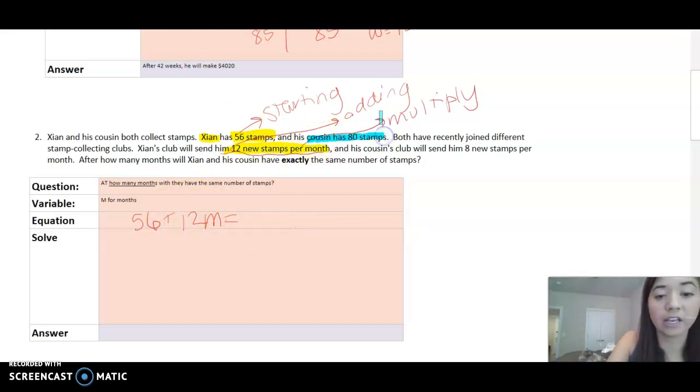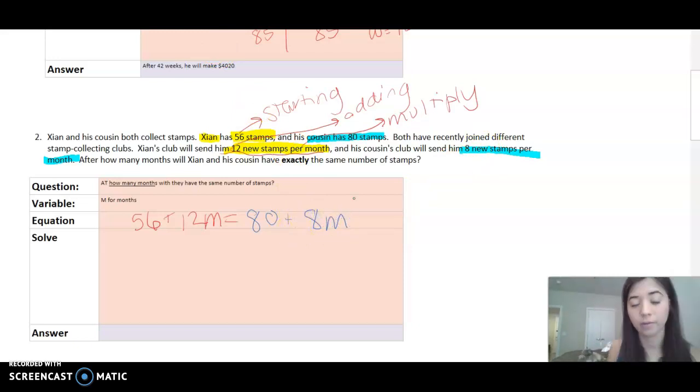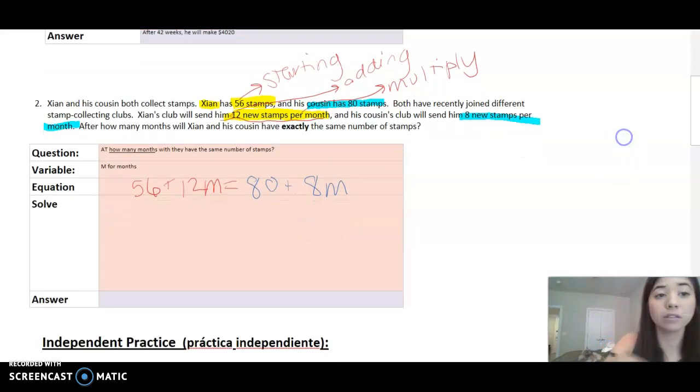Now let's do his cousin. His cousin has 80 stamps. That's his beginning amount. And then his club is sending him 8 new stamps per month. So now I'm going to add 8 per month. Great. Now we can solve.